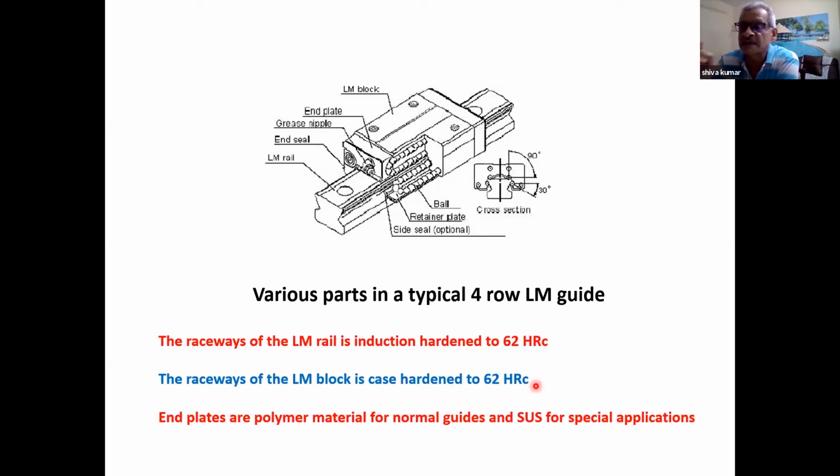The reason is this: the balls are continuously in engagement with both the LM block and the LM rail. The LM block at least has some area where the balls will be, the load bearing areas will be more, and the LM rail is obviously very long, so the load will be distributed over a larger area. So that is why we maintain a nominal difference of about a point or two of hardness between the rail, the block, and the balls.